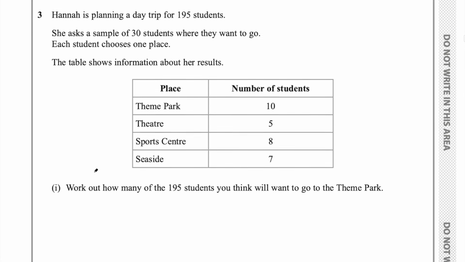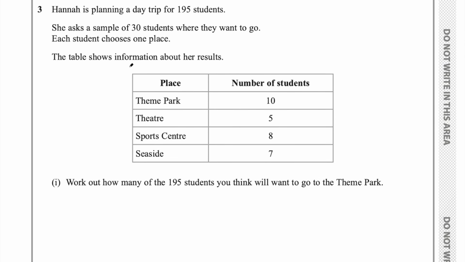Okay, so we're taking a sample. We have the total number of students being 195. We need to work out the proportion from the sample that said theme park and then multiply that by the total to get an estimate.